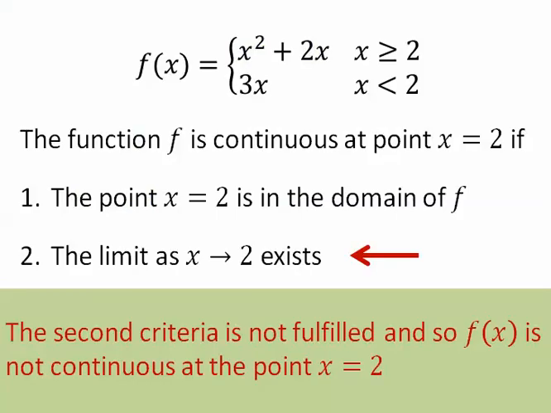So the second criterion is not fulfilled, and f of x is not continuous at x equals 2. We do not need to look at the third criterion because we've already shown that it fails the second.